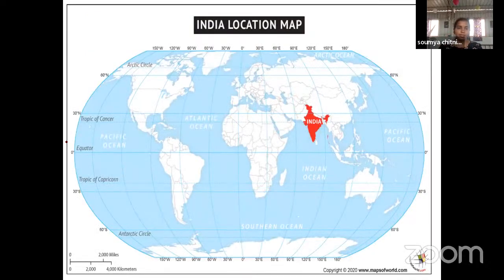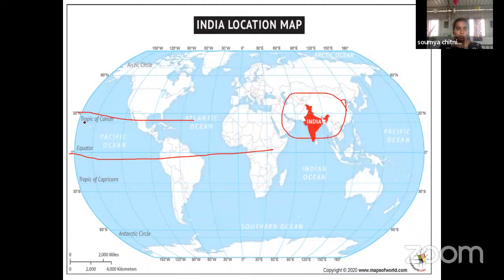Here you can see the equator, the Tropic of Cancer, the Arctic Circle, and then the polar climate we find. Similarly on the southern side you can also find it. And where is our country located, right? The Tropic of Cancer passes through the central part of India. So that's how it is divided. Our country can be divided into northern India and southern India, we can say, right?